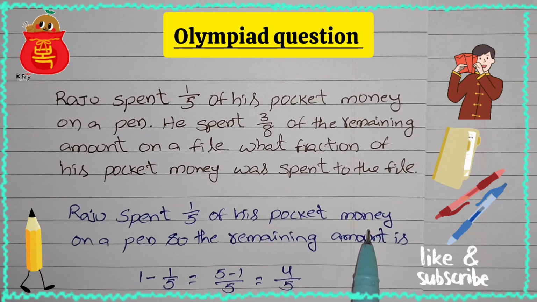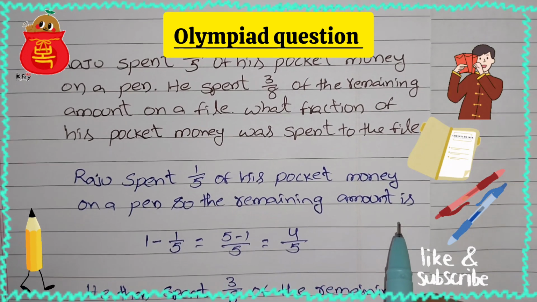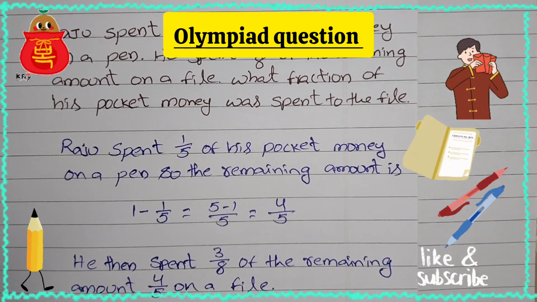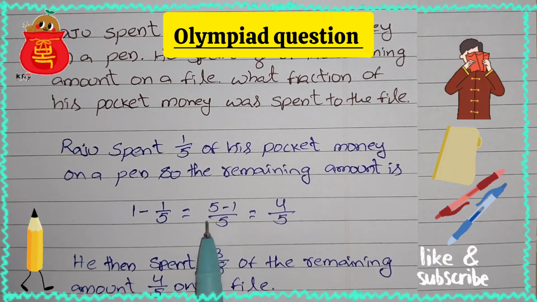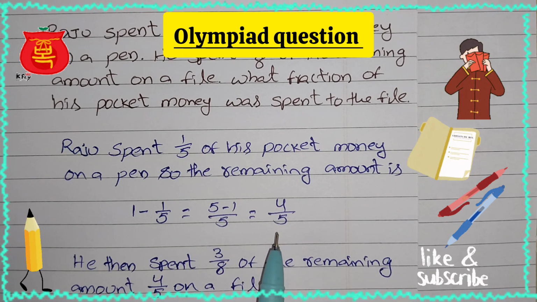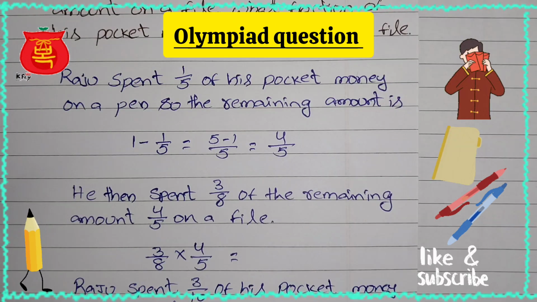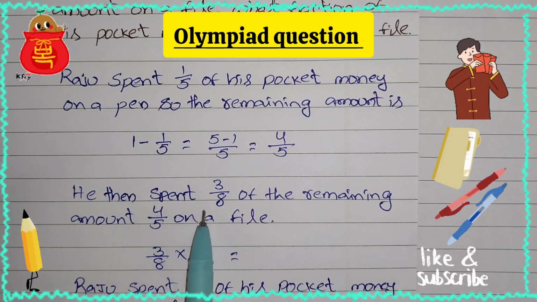Raju spent 1 by 5th of his pocket money on a pen. So the remaining amount is 1 minus 1 by 5. LCM is 5. 5 minus 1 by 5 equals 4 by 5. He then spent 3 by 8 of the remaining amount, 4 by 5, on a file.